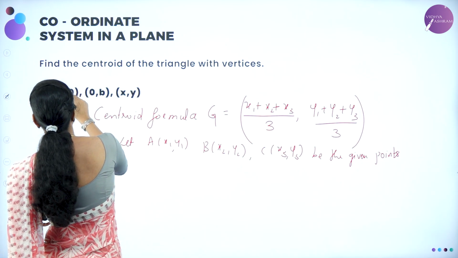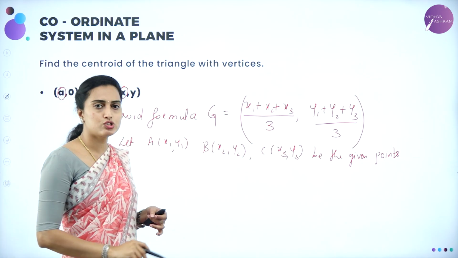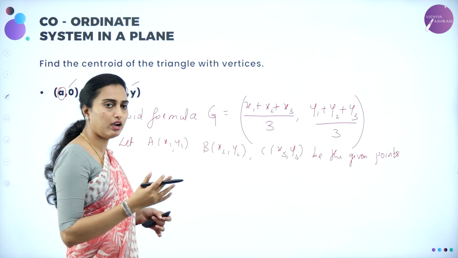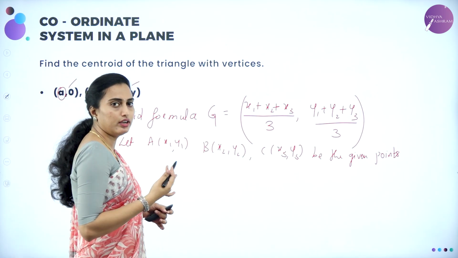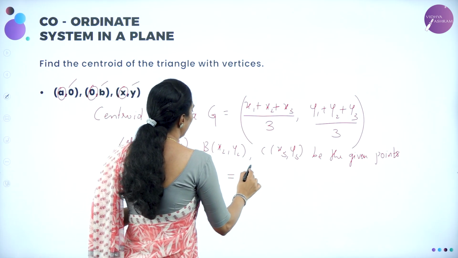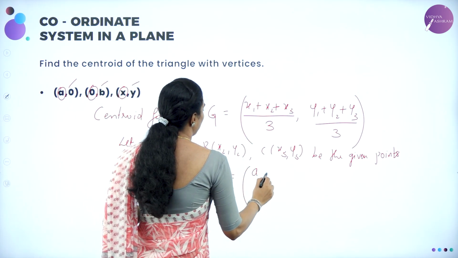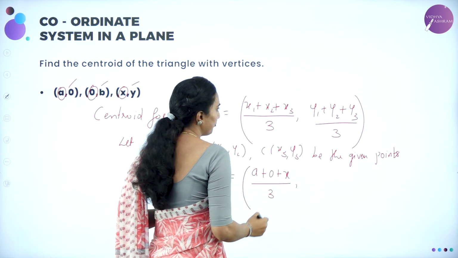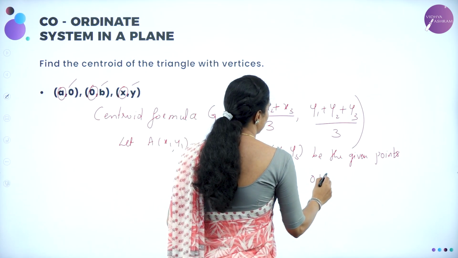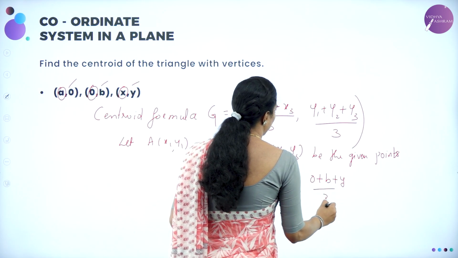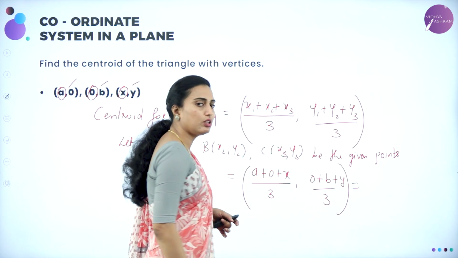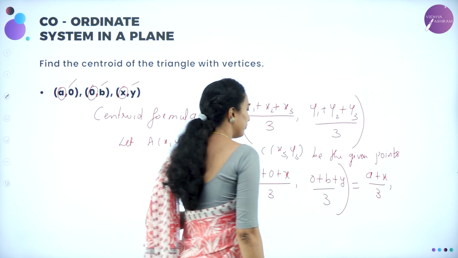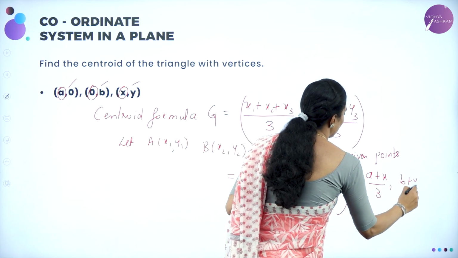This is x1. All the rounded ones are nothing but x1, x2, x3. All this 0, b and y is nothing but y1, y2, y3. Add all that, y coordinate with y, x coordinate as x. So you are going to have here x1, that is a, plus 0 plus x divided by 3, comma, again 0 plus b plus y divided by 3. The answer you are going to get is a plus 0 is a, plus x by 3, comma, b plus y by 3. That is your answer. That's it.